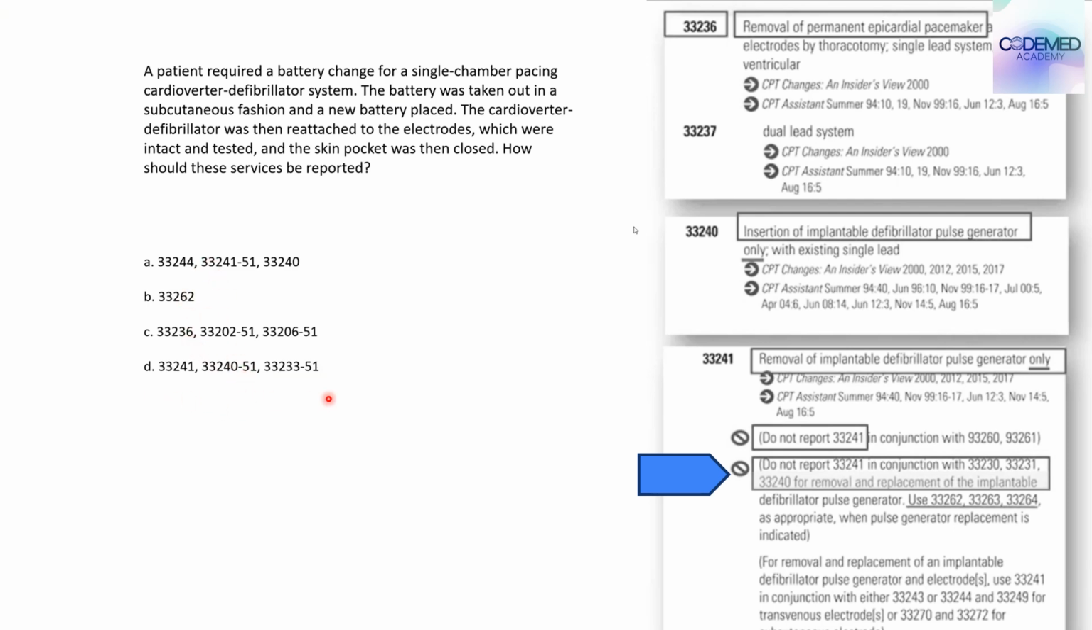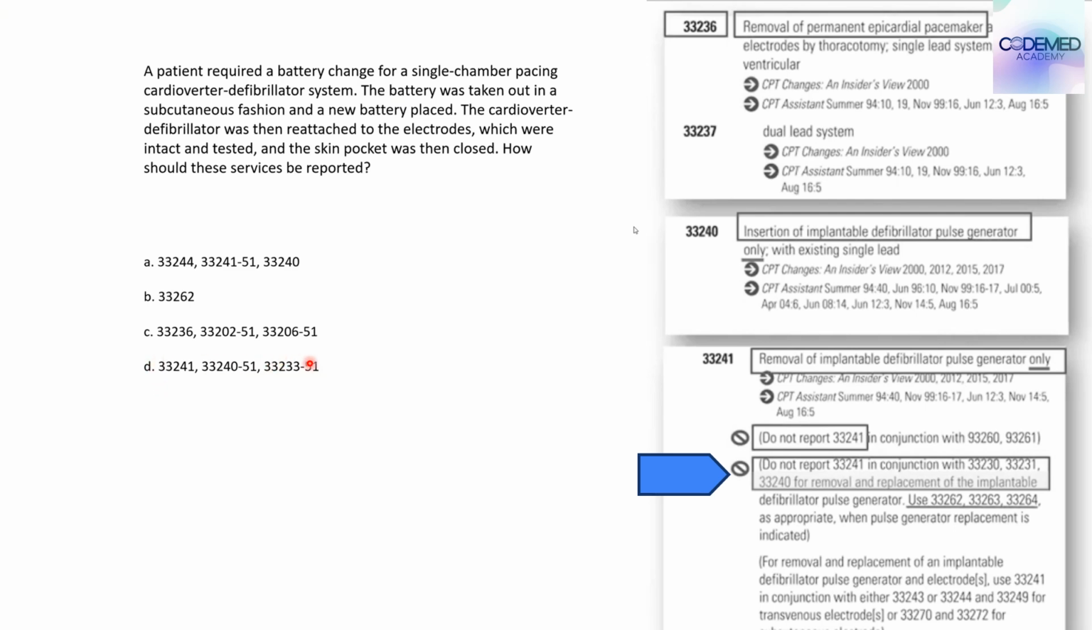Let us begin with option D. Option D is 33241, removal of the implantable defibrillator pulse generator only. Here there is a parenthetical note, which says do not report 33241 in conjunction with 33230, 33231, and 33240 for removal and replacement of the implantable defibrillator pulse generator. Use 33262. So this parenthetical note helps me eliminate two options.